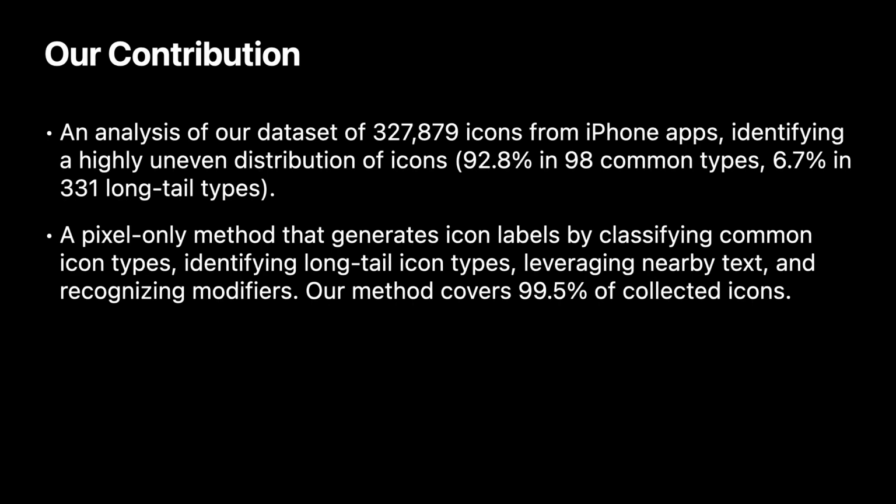Here are two main contributions of our work. First, an analysis of our dataset of more than 300,000 icons from iPhone apps, identifying a highly uneven distribution of icons. Second, a pixel-only method that generates icon labels by classifying common icon types, identifying long-tail icon types, leveraging nearby tags, and recognizing modifiers. Our method covers 99.5% of collected icons.